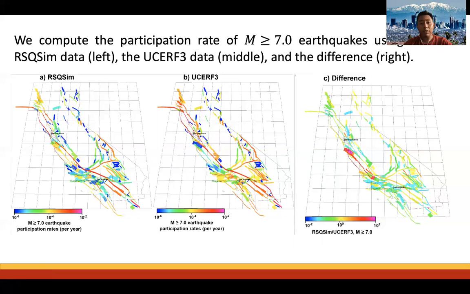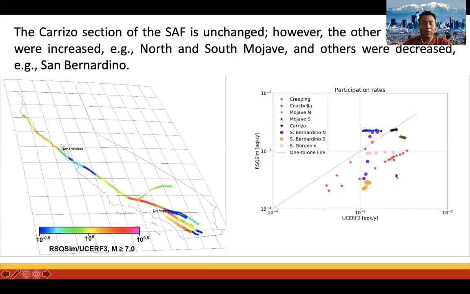However, there are differences that are noted in the rightmost plot in this slide. For this slide, we took the ratio of the RSQ-SIM rates over the user 3 rates. And the yellow colors represent unchanged rates. Red and pink colors represent increased posterior rates, whereas blue colors represent smaller RSQ-SIM calibrated rates compared to those by user 3.